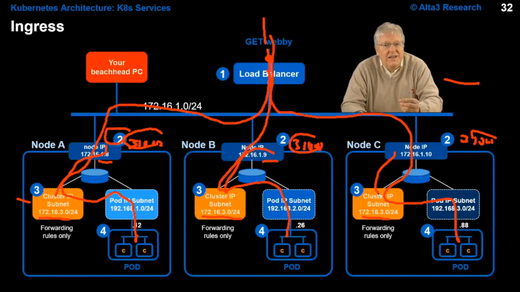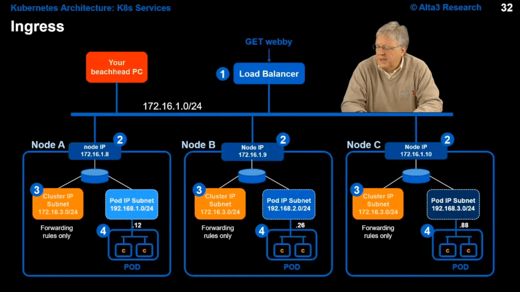Lastly, and here's the individualization part, the cluster IP address, which is selected out of this range, is forwarded in this particular case to 192.168.1.12, which maybe leads to this pod. And 192.168.2, notice it's a different subnet here, leads to pod B, let's say, the second replica. And look here, 192.168.3.88 to the last pod.